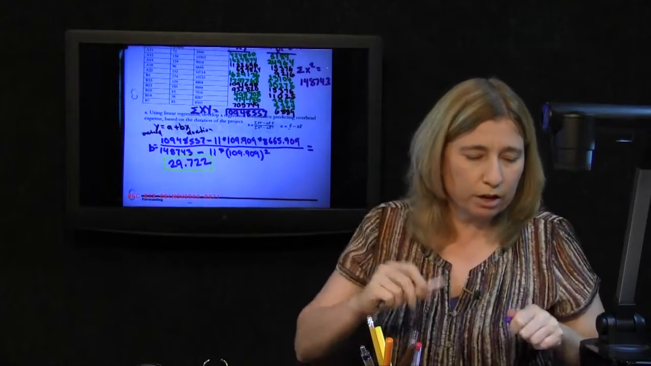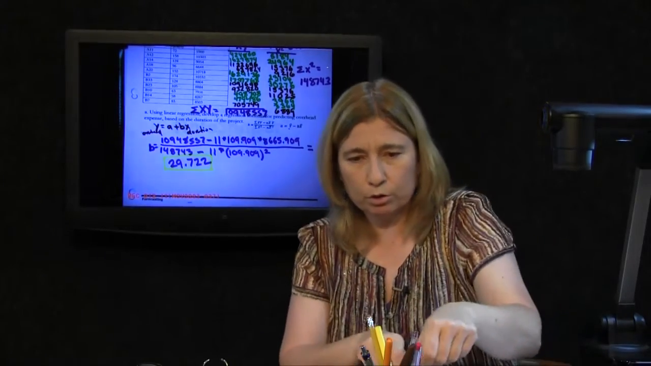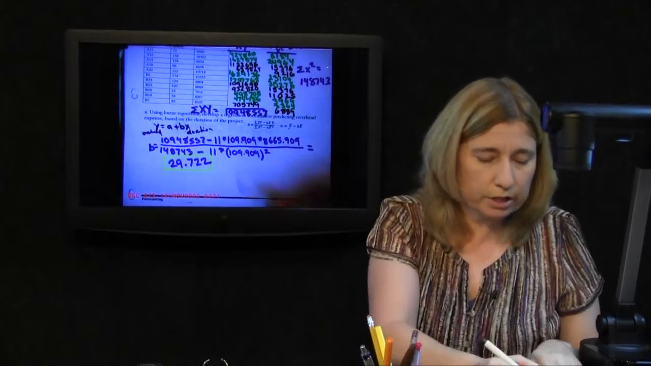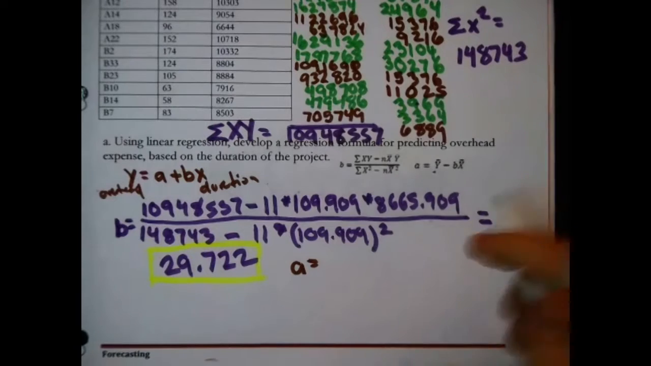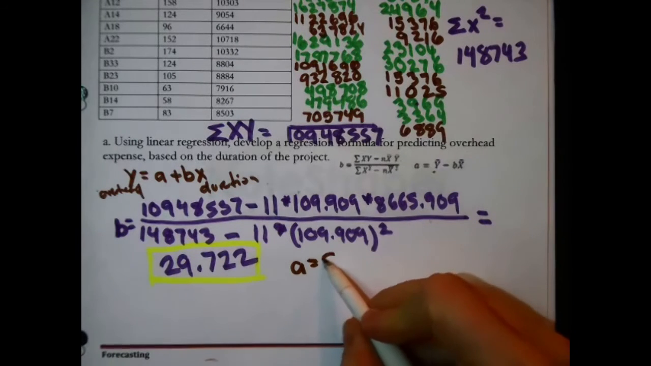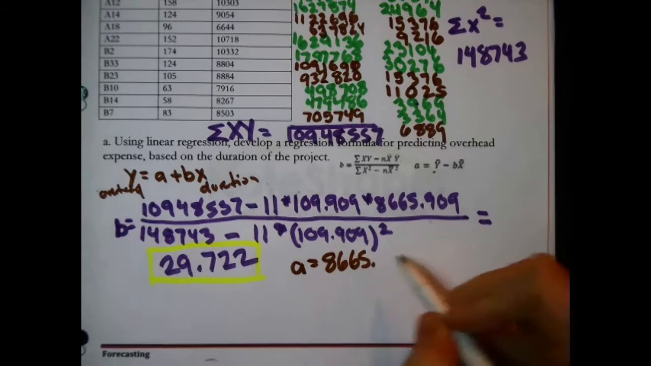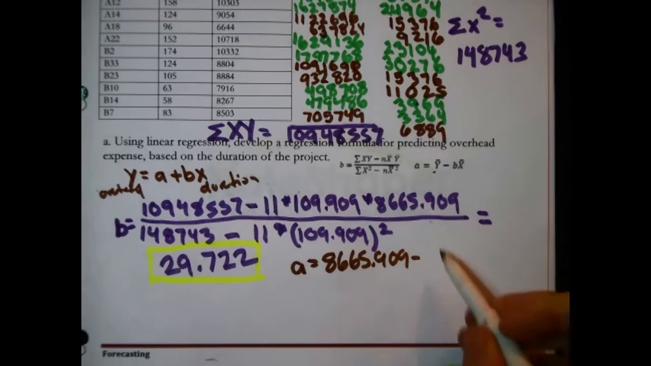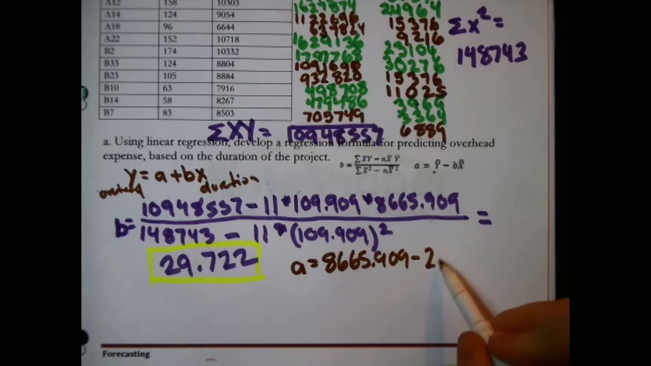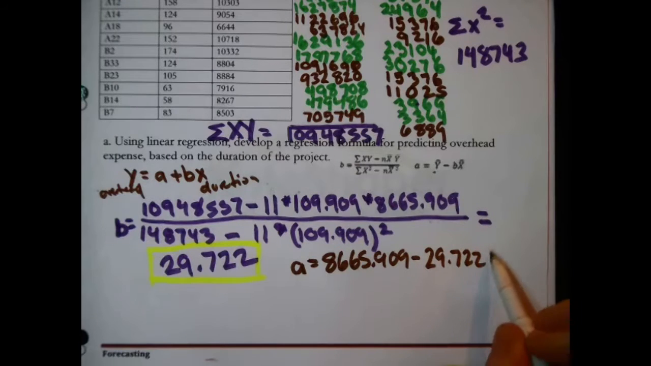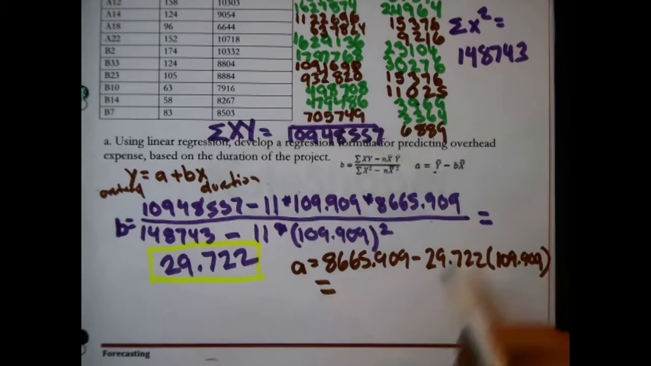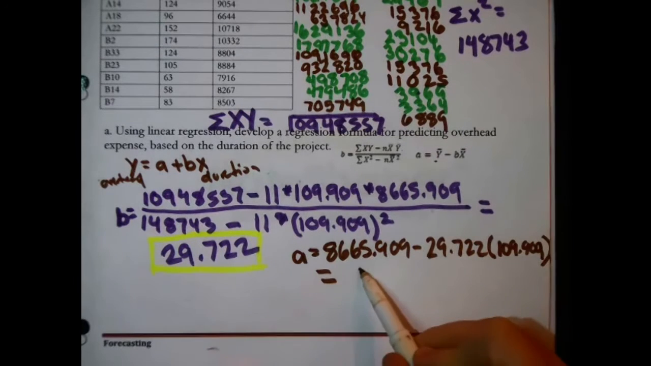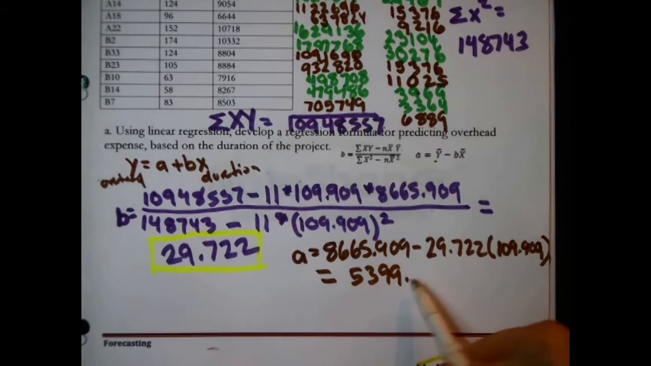Okay, so we found the slope. Now let's find the intercept. That's easier to do, but you have to find the slope first because the intercept is the average y, 8665.909, minus, so you need b for it, 29.722 times the average x. So that's the 109.9099. So I did that and I got 5399.2.